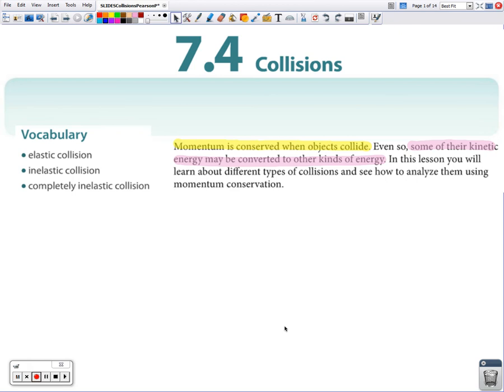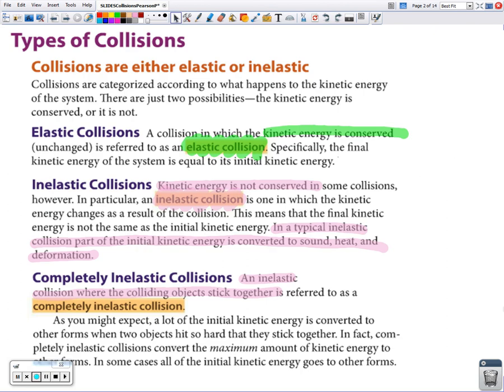So, yesterday we started talking about collisions, and we talked about the idea that because collisions involve two objects interacting with one another, applying forces to one another, those are internal forces, so momentum is conserved in any collision. But depending on what happens to the kinetic energy of those objects, we can classify those collisions in one of two ways. Those two ways are elastic or inelastic, where momentum is conserved in every collision no matter what.